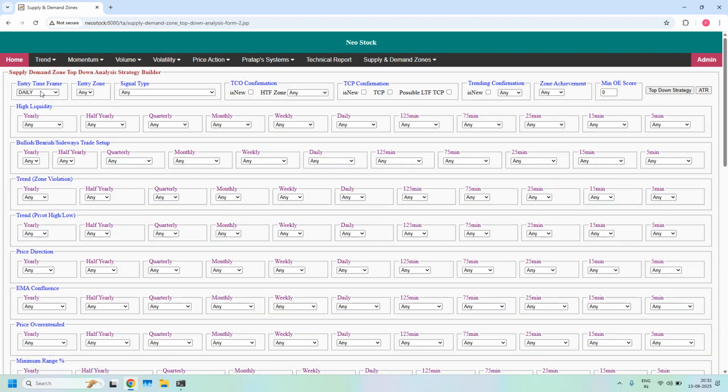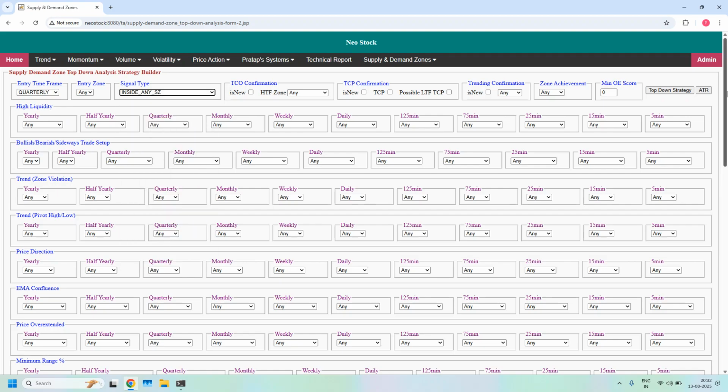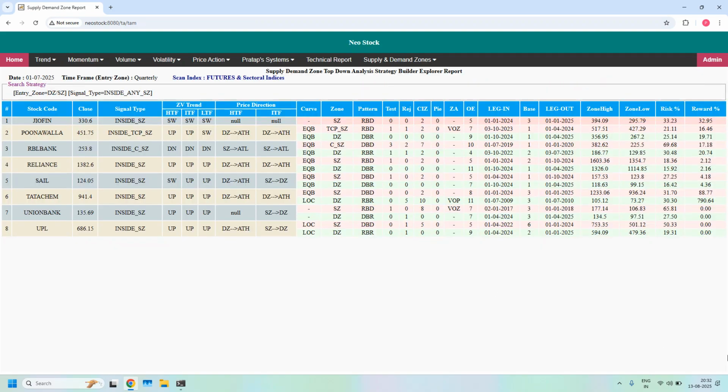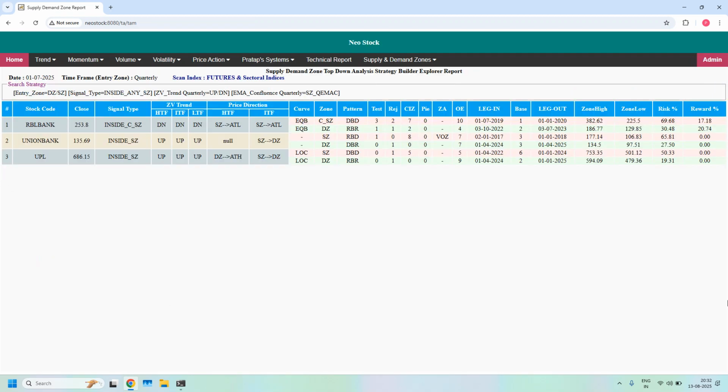Next, price closed inside the quarterly supply zone. We got 8 stocks. Let's further filter with EMA confluence on quarterly supply zone. And also trend on the quarterly should not be sideways. We got 3 stocks.